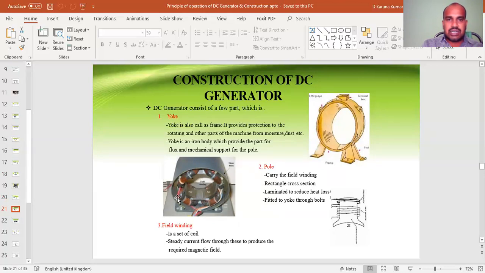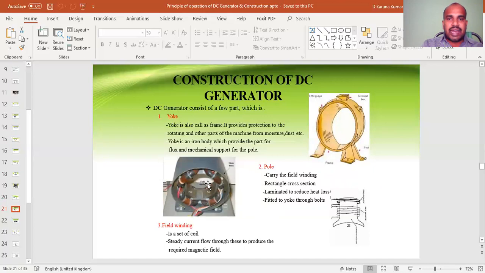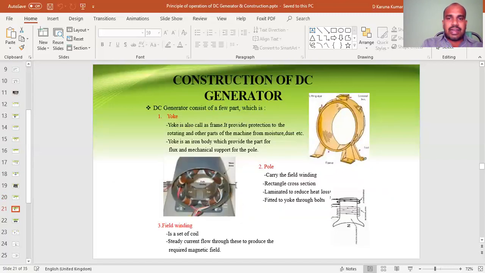The second part of the generator is the pole. The number of poles in this machine is 4: 1, 2, 3, 4. The pole carries the field winding. The poles have a rectangular cross section and are laminated to reduce the heat losses, and are fitted to the yoke through bolts.